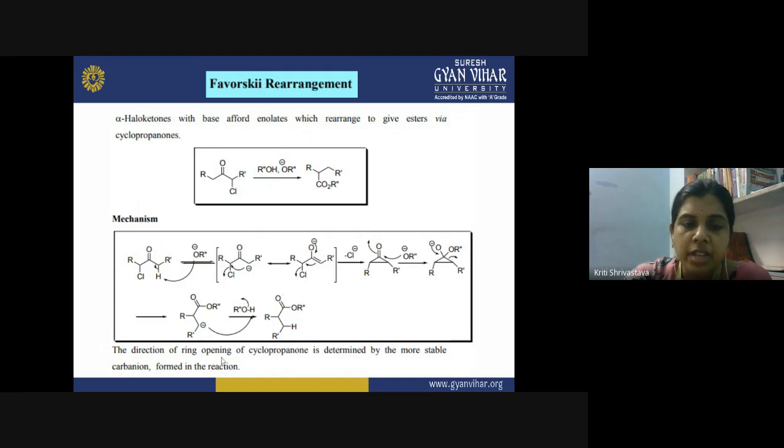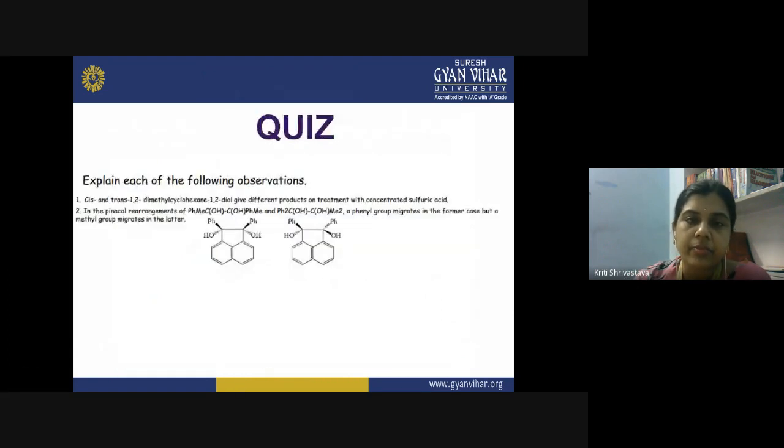The direction of the ring opening of the cyclopropanone is determined by the most stable carbanion. So you can see that this is the secondary carbanion, right? So this would be the most stable. So if at one of the R positions you have hydrogen attached, then in what direction the cyclopropanone will break depends on the stability of the more stable carbanion formed in the reaction.